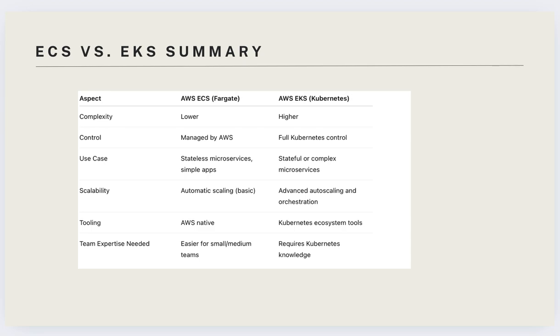Tooling: ECS is AWS native and EKS has Kubernetes ecosystem tools. Team expertise needed: ECS is easier for small, medium teams. EKS requires Kubernetes knowledge.